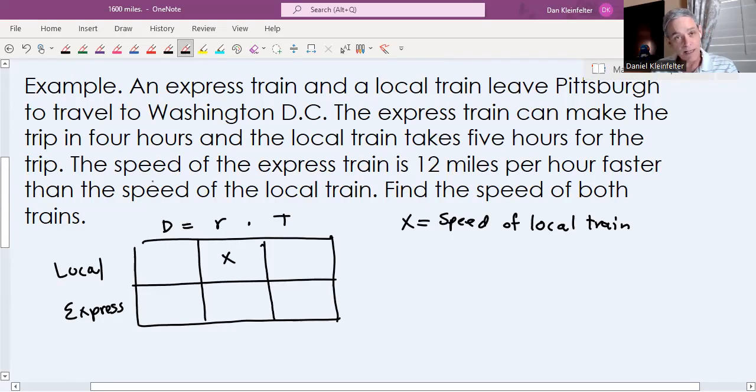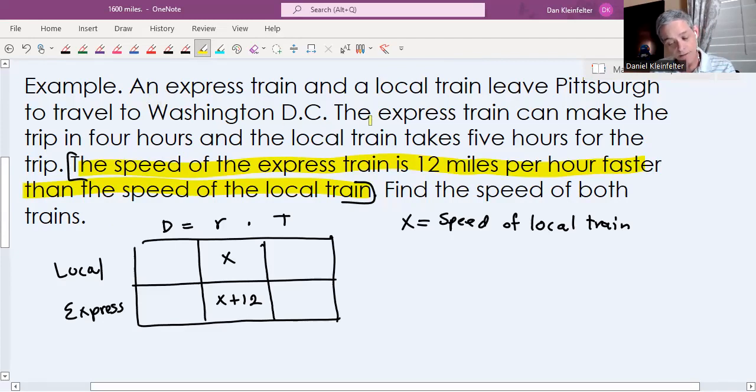Now let's see what else we can get out of it. It says that the speed of the express train is 12 miles per hour faster than the speed of the local train. So the express train's speed will be x plus 12. Okay, and that takes care of that sentence. We've got everything out of it that we can. The last sentence was just a question telling us what to do.